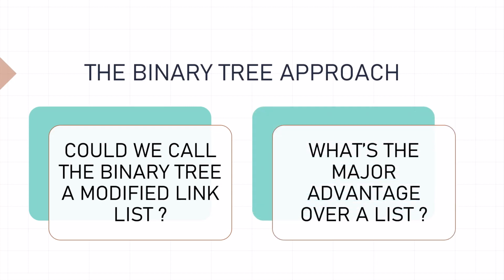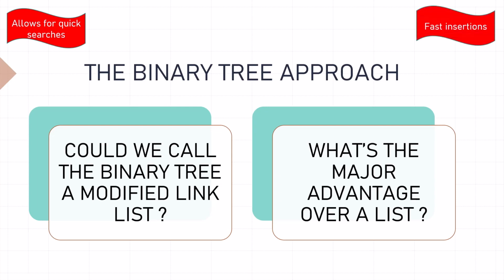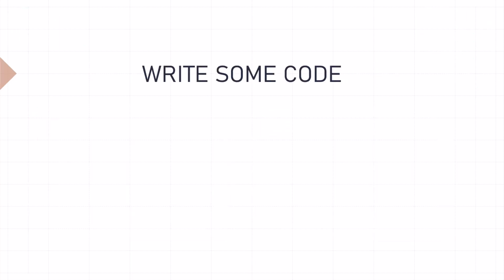As we've seen from our previous discussions on binary trees, a binary tree allows for quick searches, which in turn allow for fast insertions into the tree as well as fast lookups, right? Now, the best way to understand the binary tree approach to sparse arrays is, of course, to write code. So we're going to write code that will use a binary tree to implement a sparse array.